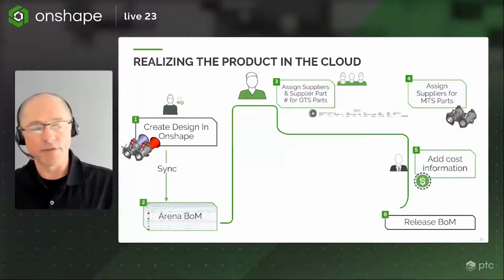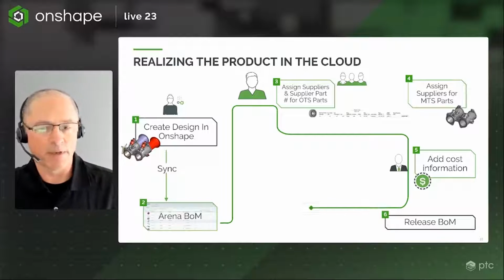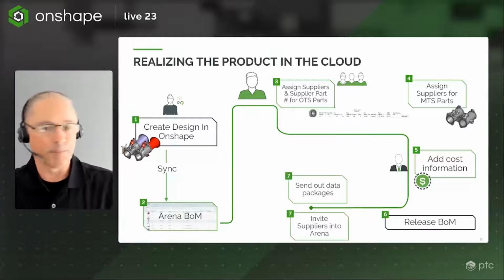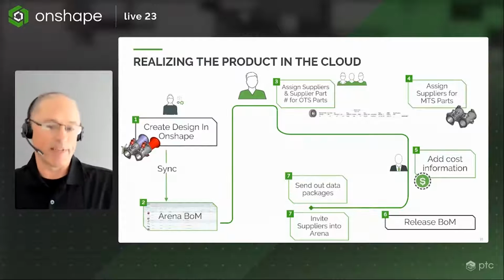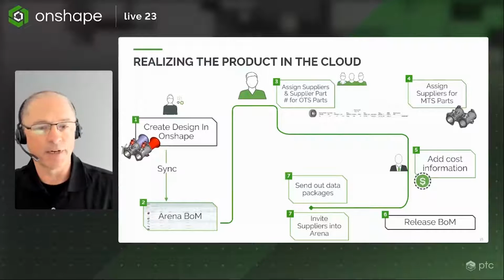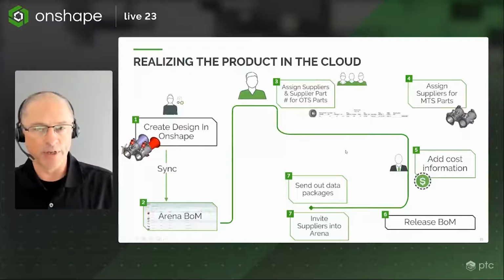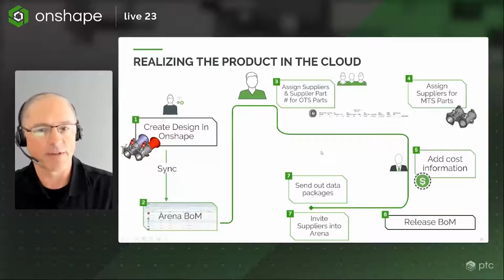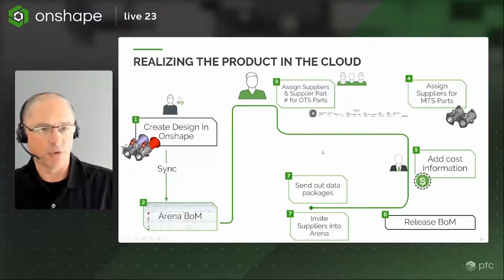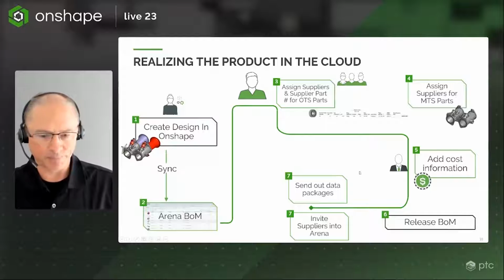Eventually, we'll get all the information that we need, and the bill of material will be released, and then we can send out information further into the supply chain. We can send out data packages, or even better, we can invite the suppliers to come directly into Arena and pick the information directly out of Arena. So throughout the course of the demonstration, either between myself or George, we'll touch on most of these aspects of what it takes to realize the product once the product has been designed.